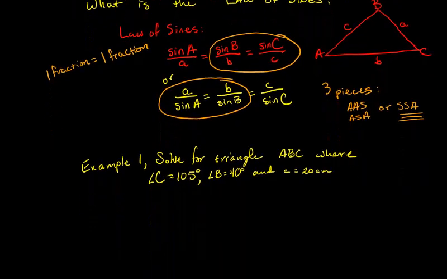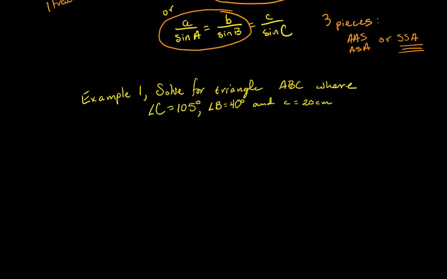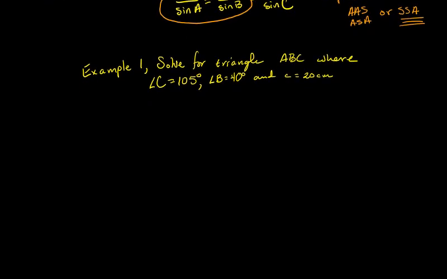So let's get going. So example 1, solve for the triangle ABC where angle C is 105 degrees, angle B is 40 degrees, and side C is 20 centimeters. So first thing I always tell people to do is draw a triangle if one is not provided.